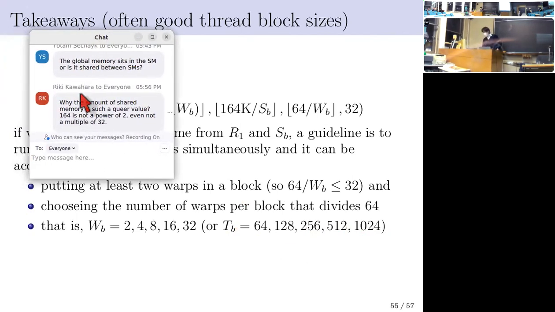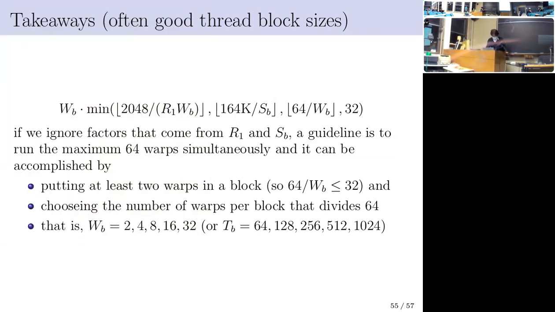I got another question. Why is the amount of shared memory such a key value? 164 is not a power of 2. Yeah, I don't know why this particular choice, but they do not necessarily have to be a multiple of 2. There is so much hardware that has a shared memory size or something else that is not a power of 2. But I don't know the reason for this particular choice.